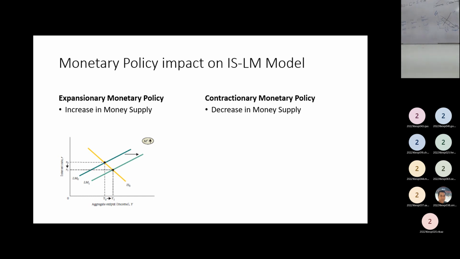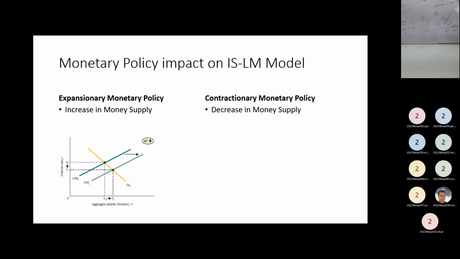So at the moment in Sri Lanka, what sort of situation is that? What is the government currently doing in terms of monetary policy? The government, meaning the central bank, is decreasing the money supply, or rather contracting the money supply. Why? Because they want to slow down the economy. They want to reduce economic activities. So in our case, the government is practicing a contractionary monetary policy at the moment.